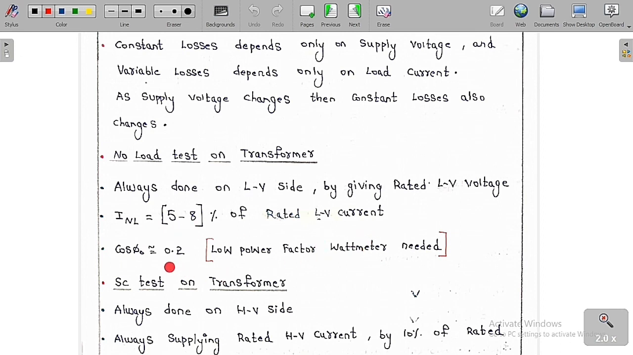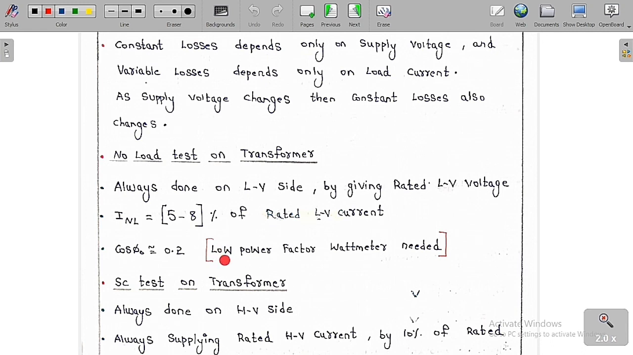And I already told you, the magnetizing component is very high when compared to the core loss component. Therefore the power factor is very, very low, nearly equal to 0.2, and it is always lagging in nature. So a low power factor wattmeter is needed, because the power factor is very small. If you want to measure even a small power factor, we have to use low power factor wattmeters to measure these values.